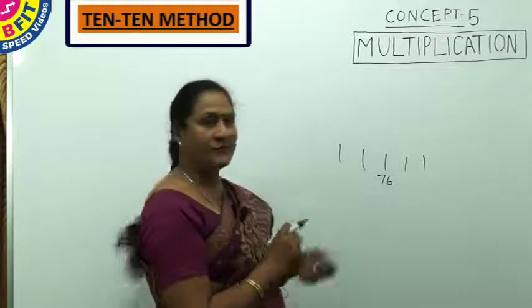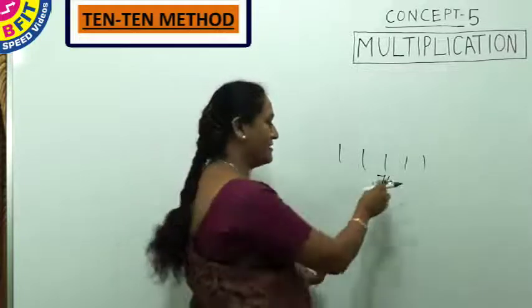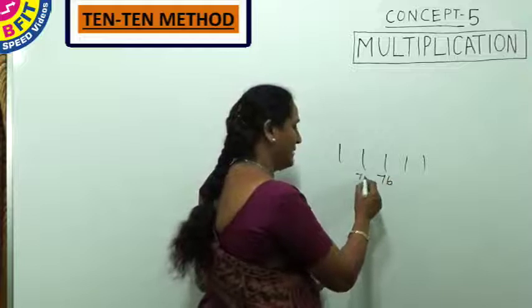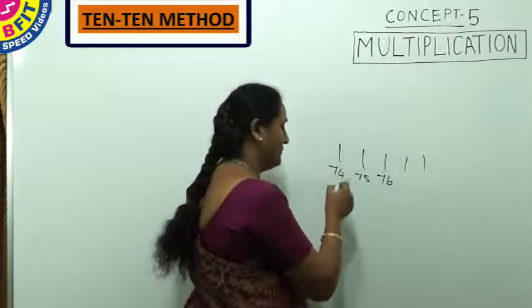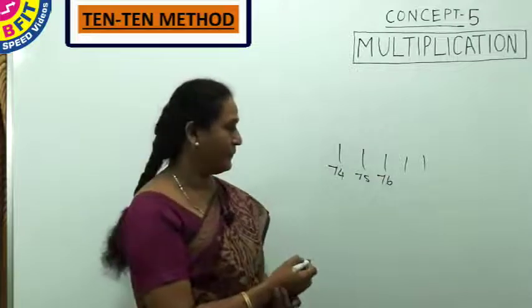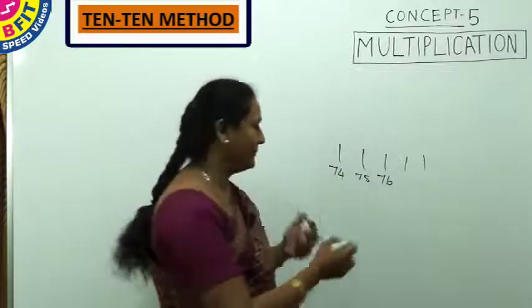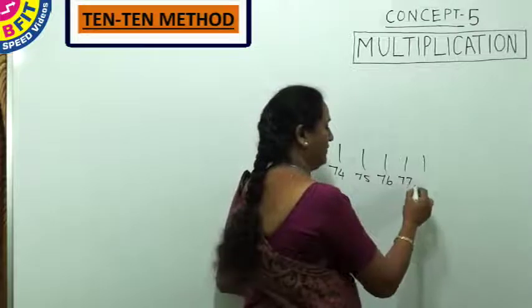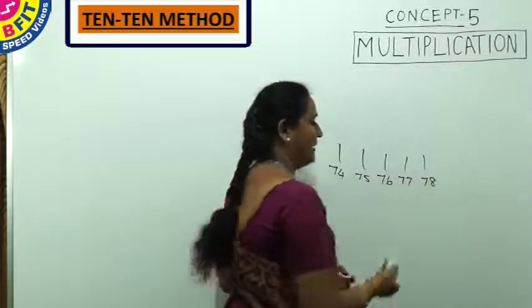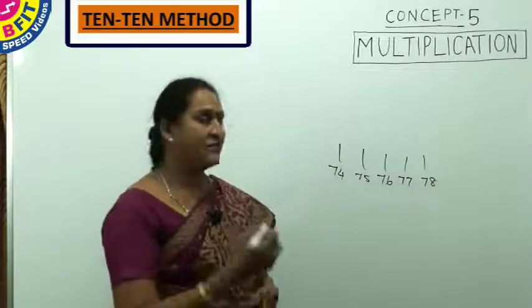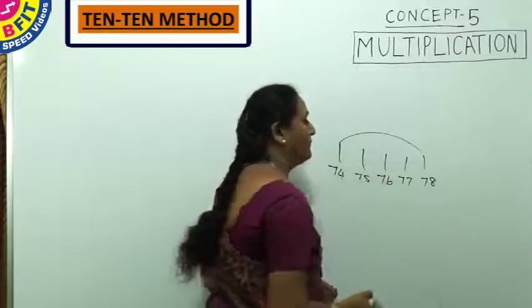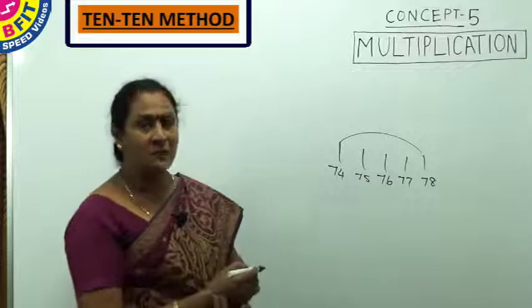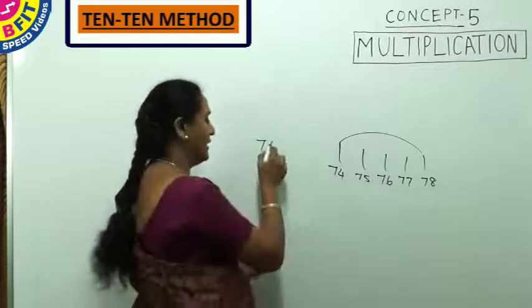So what will be the first number? If this is 76, this number will be 75, and the first number is 74. And what will be the last number? So this is 77 and the last number is 78. So now we are asked to find the product of the first and the last number. And how can we find this product? 74 and 78.